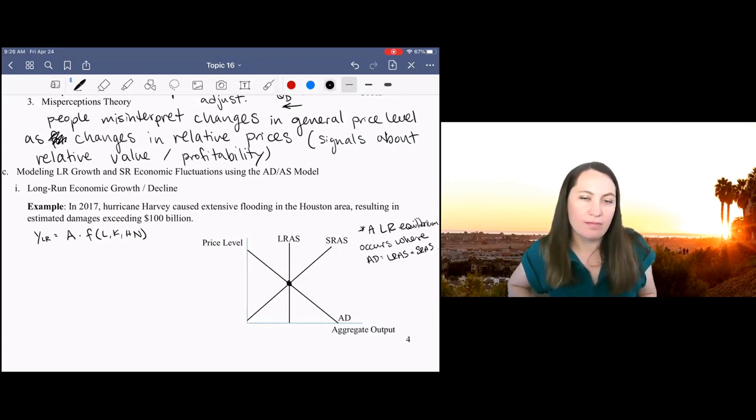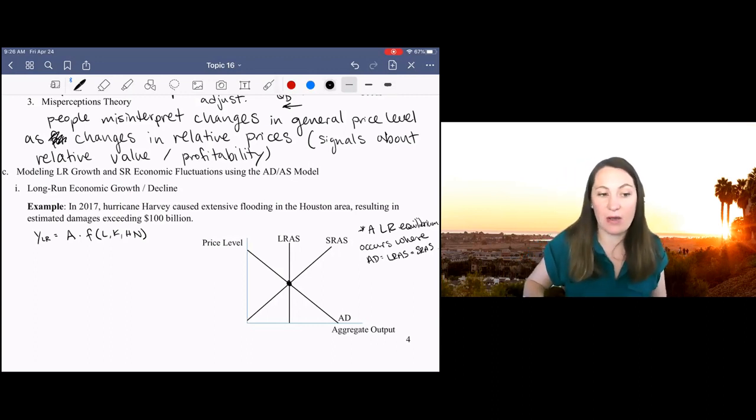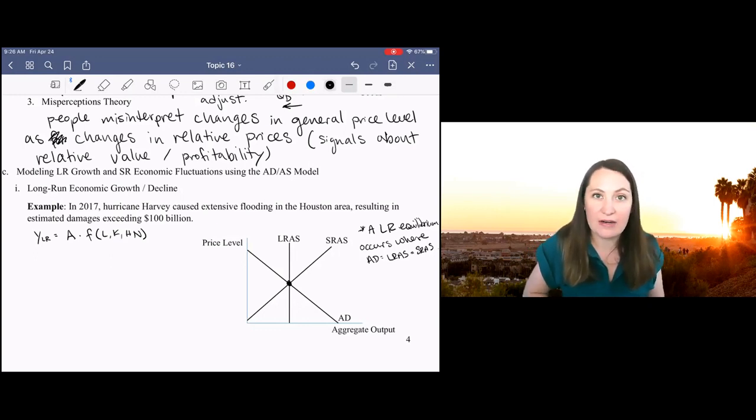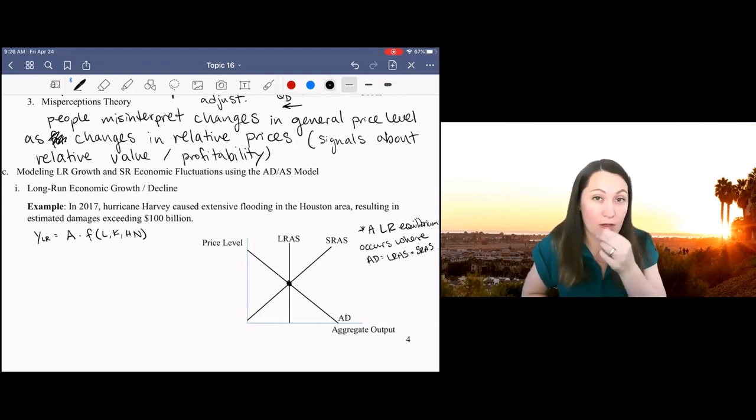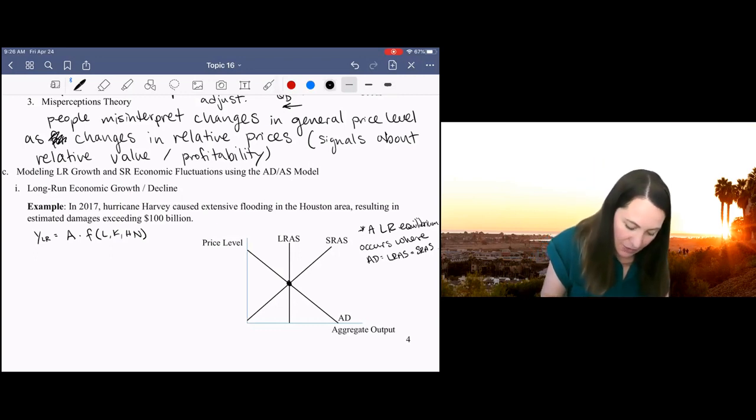In these types of problems, usually I will give you an event and I will ask you what will happen as a result of that event. So in this example, we have a hurricane that causes extensive flooding and damages in Houston, and I want to know how that's going to affect the economy in terms of this model. So what is happening here is the hurricane has damaged factories, roads, houses, all sorts of things within the economy, which is a decrease in capital.